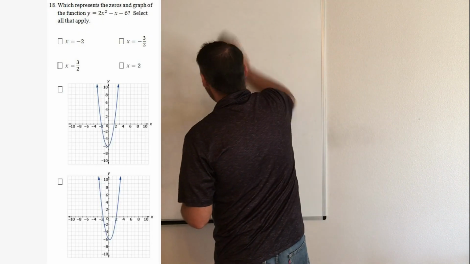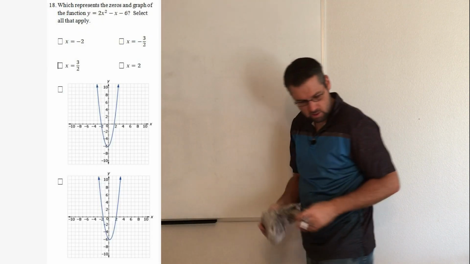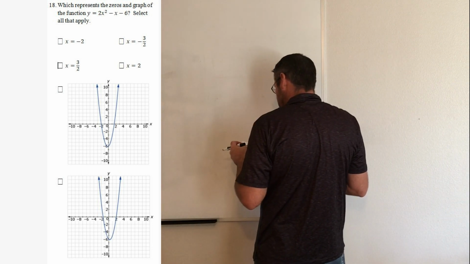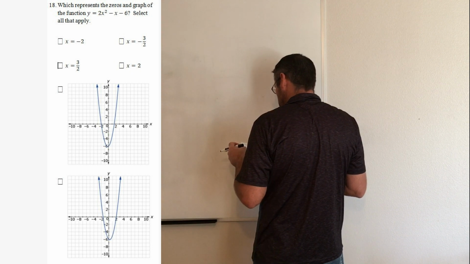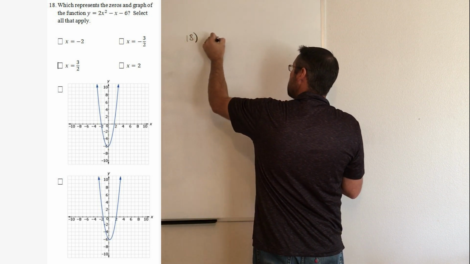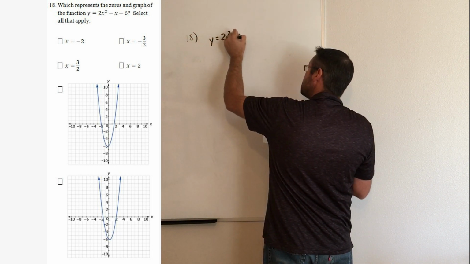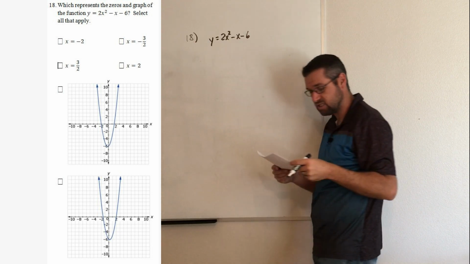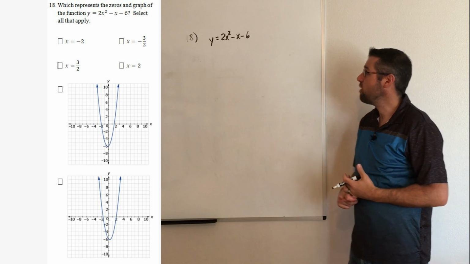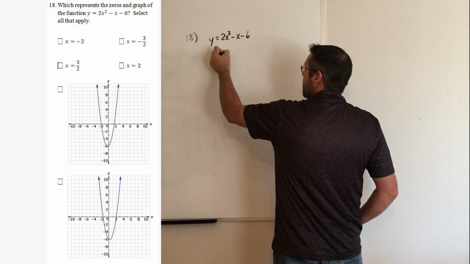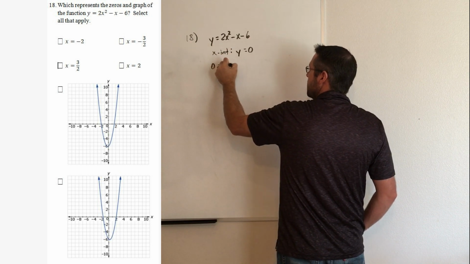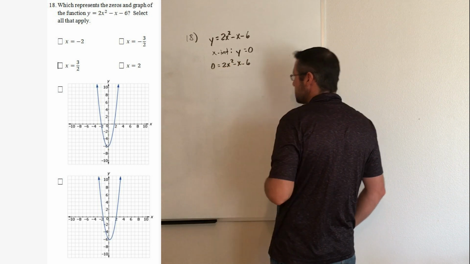For number 18, now we're getting into graphing according to solving quadratics. It says, which represents the zeros of the graph of the function? Select all that apply. So we have this equation that says y equals 2x squared minus x minus 6. And it's asking for the zeros. Well, the zeros are just another way of saying the x-intercepts. So the x-intercepts are when y equals 0. So that'll be 0 equals 2x squared minus x minus 6.